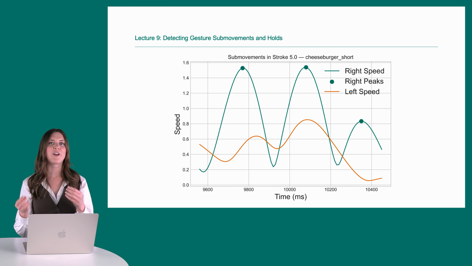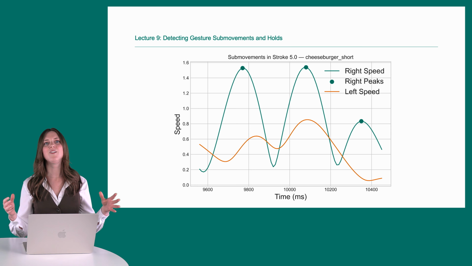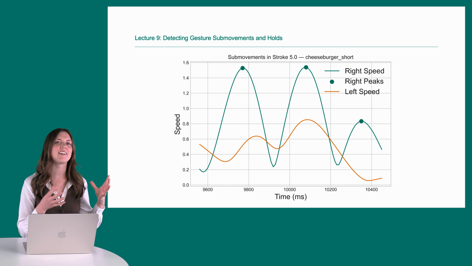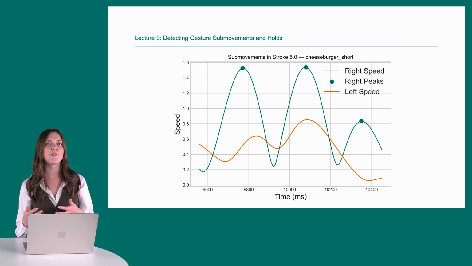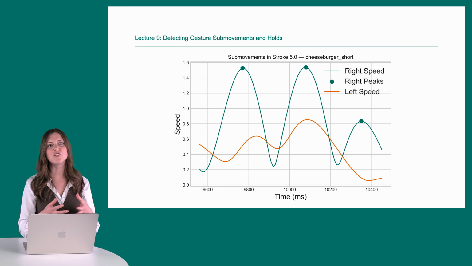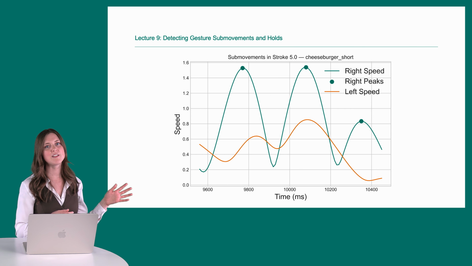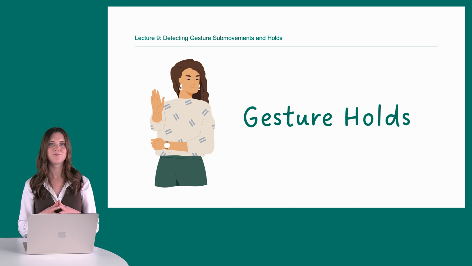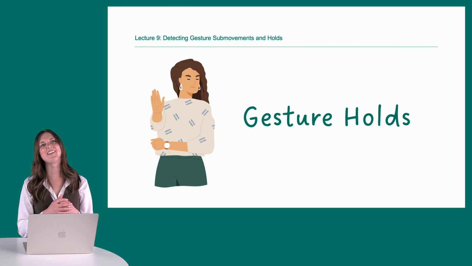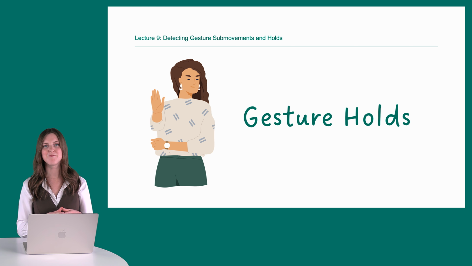Now that you know where gesture submovement peaks occur in our continuous movement signal, we can link them to our ELAN annotations. For example, we could count the number of submovements that occurred within each gesture stroke, like you see in this example where we have 3 submovements in a single stroke. Next, we'll take a look at gesture holds and how we can detect them kinematically.